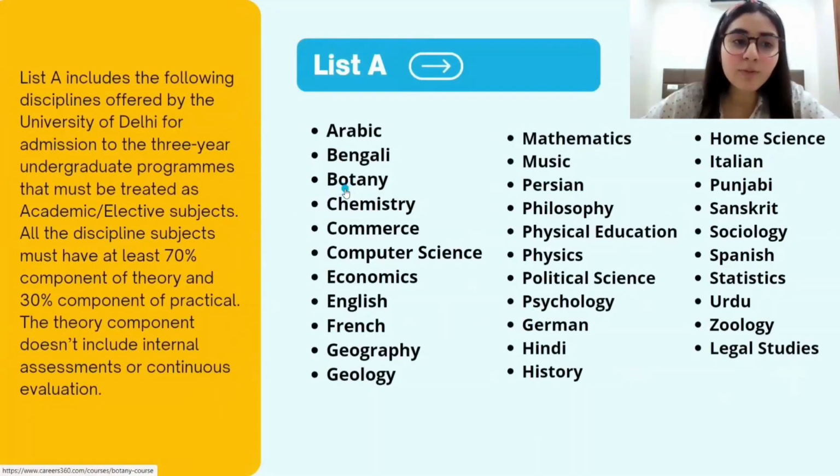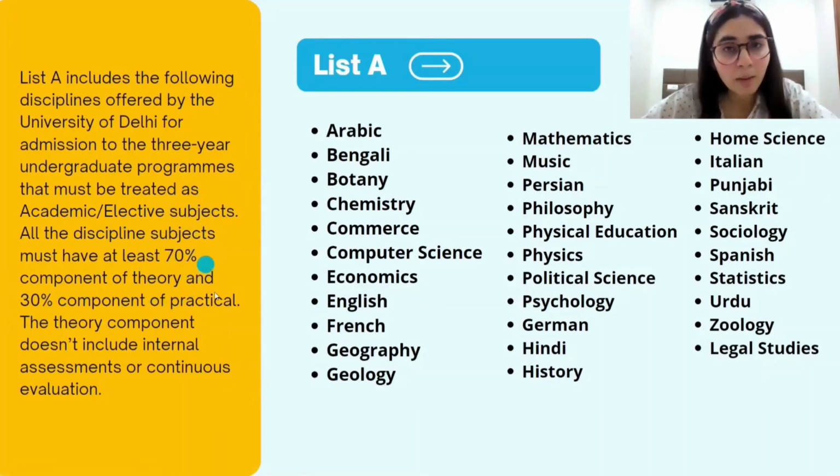This list A includes the following disciplines offered by the University of Delhi for admission in the 3-year undergraduate programs, and they must be treated as academic or elective subjects. Now, another important point to take note of is that all the discipline subjects must have at least 70% component of theory and 30% component of practical, and the theory doesn't include the internal assessments or continuous evaluation. This is the list of subjects from which you can choose two subjects.